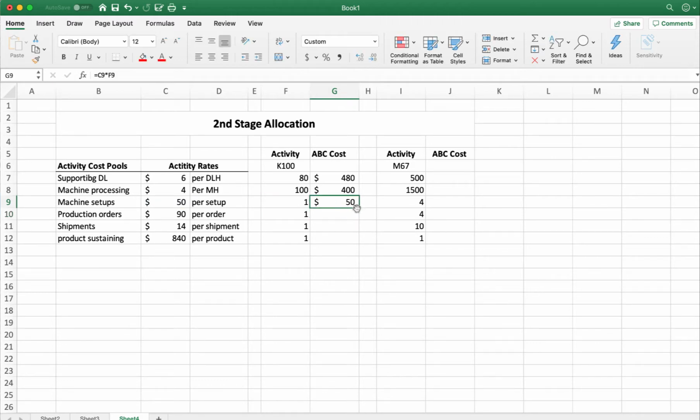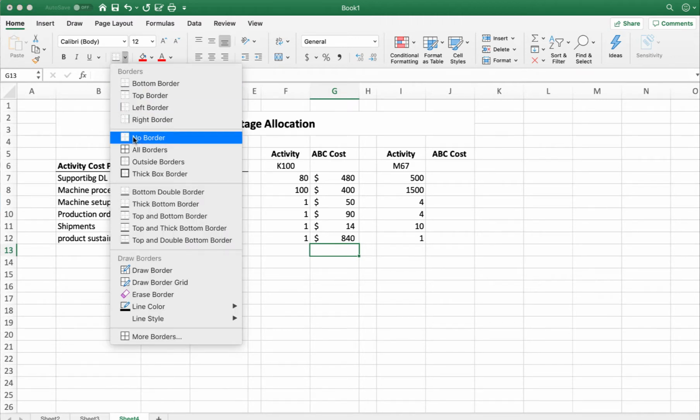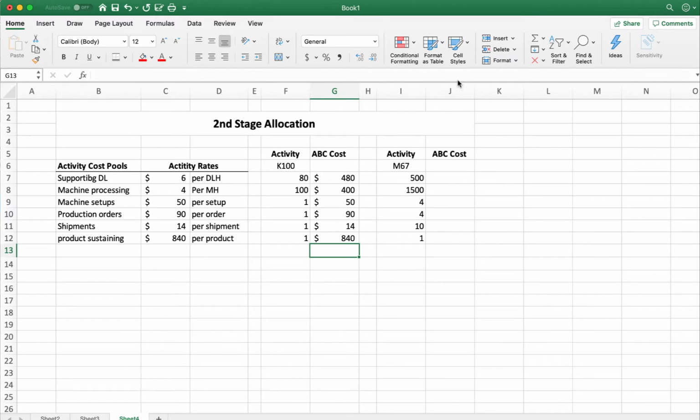Okay, so since we have 1, I'm just going to drag this down, and basically I'm transporting these costs over here. So we want to figure out the total activity-based cost to make K100. It's $1,874. We're going to do the same thing with M67.